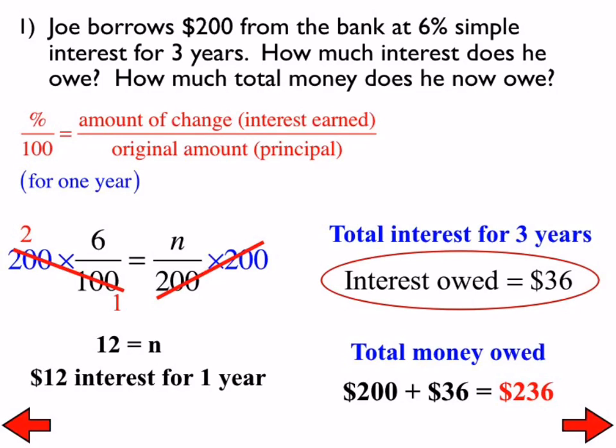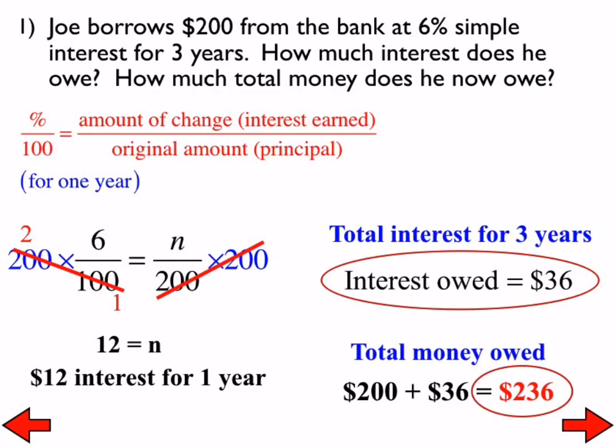And so much like the last two lessons, we have to pay attention to what's being asked. Okay? Are we being asked how much interest he's paid or owes? And then also, are we being asked on top of that how much money he owes total, or how much money you have total? Okay? So we have to pay attention to that.